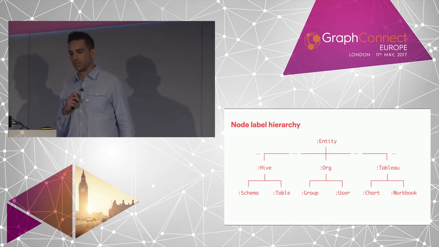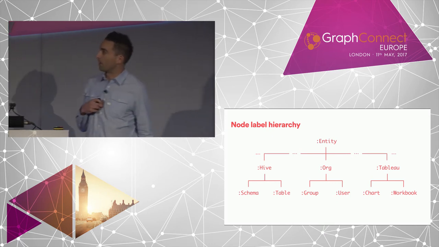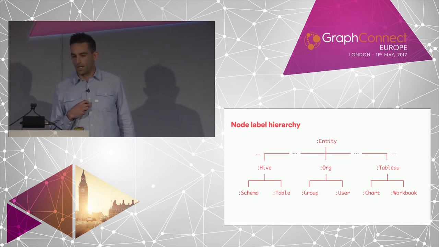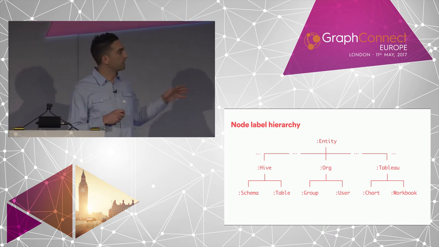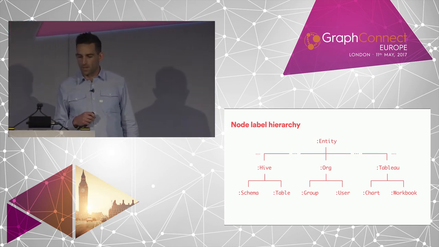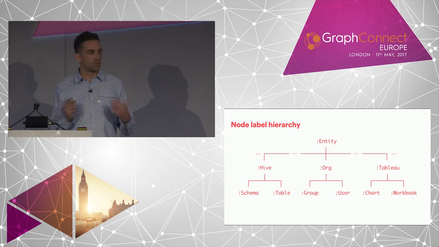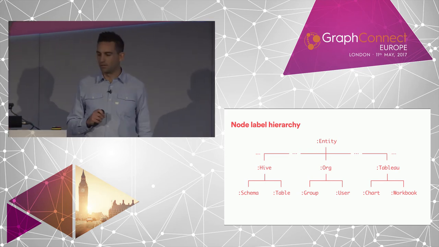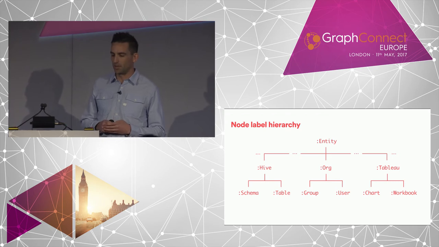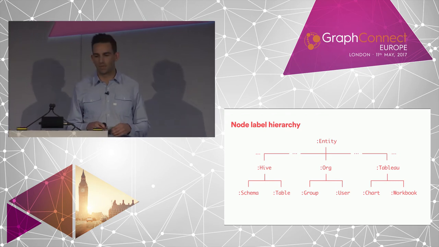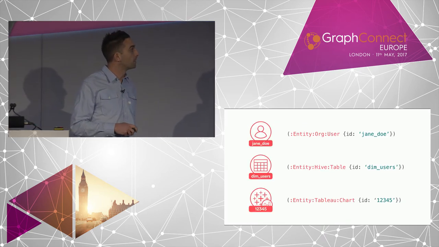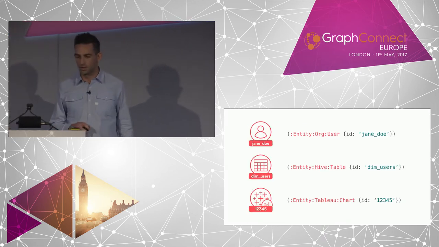So let's just look at how we represent our data model. We defined a node label hierarchy as follows. This enables us to organize data in both Neo4j and Hive. The top level entity label represents some base abstract node type, and I'll explain the relevancy of that later. So let's just walk through a few examples here.